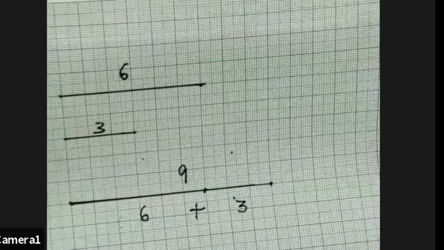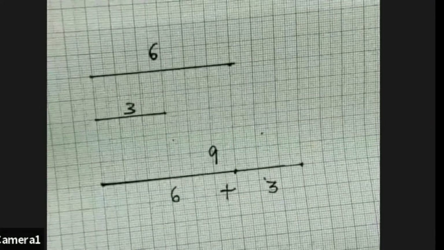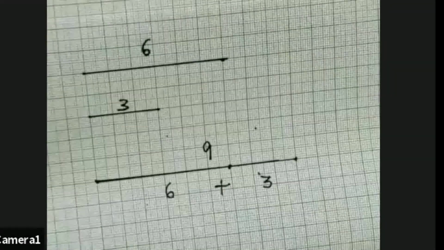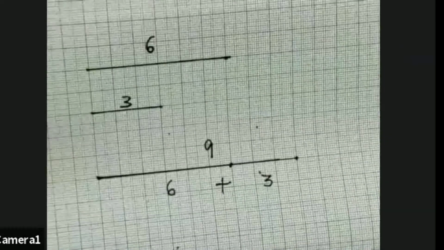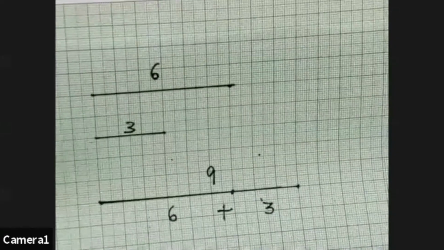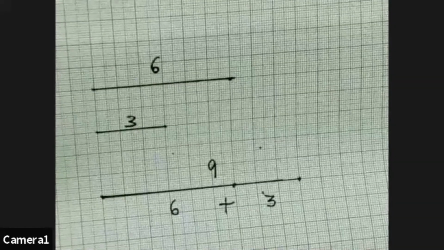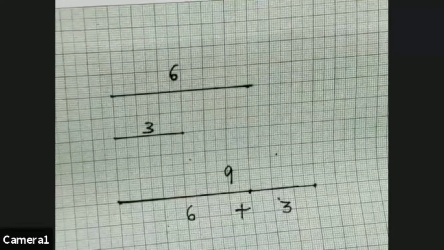So this is 6 and 3, and below that I have joined them and I get 6 plus 3. I hope all of you have done this. So now let's go to the next problem. You have drawn 6, you have drawn 3. Now draw 3 multiplied by 6. Draw 3 multiplied by 6 on your graph paper.